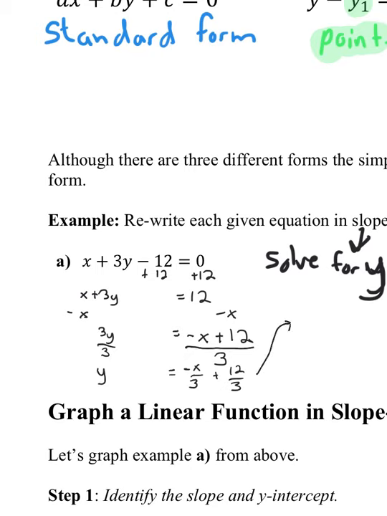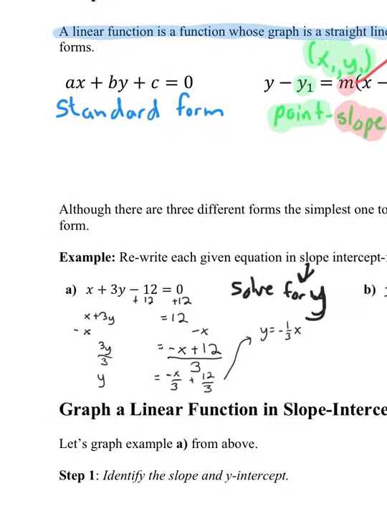And then the last step here, I'm going to write y equals. I could write it as negative x over 3, but that can be a little bit confusing. So the way I'm going to write it instead is negative 1/3 times x. And then 12 divided by 3 happens to be 4. So that's how I'll write part A here.